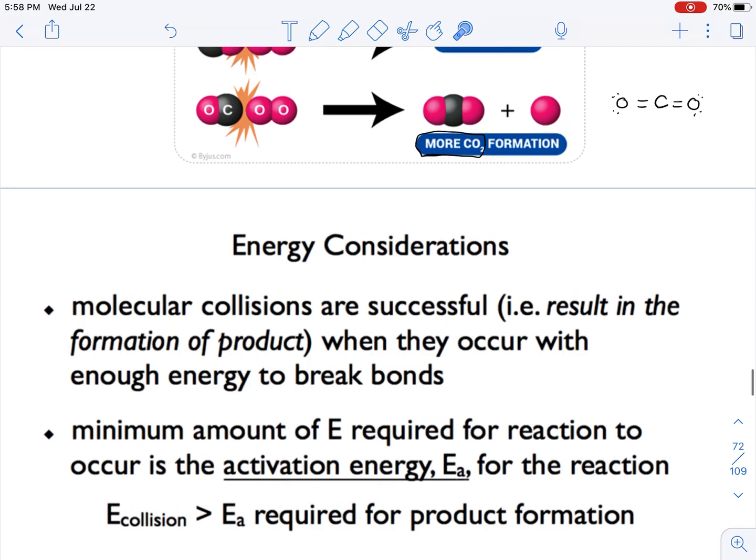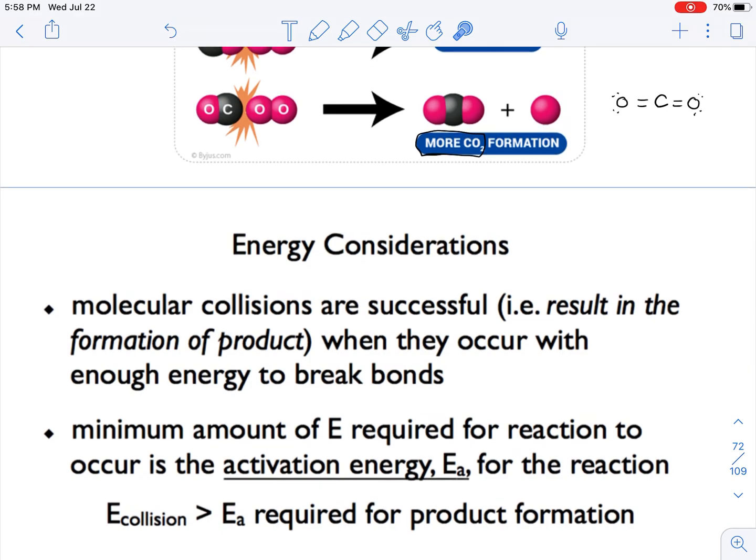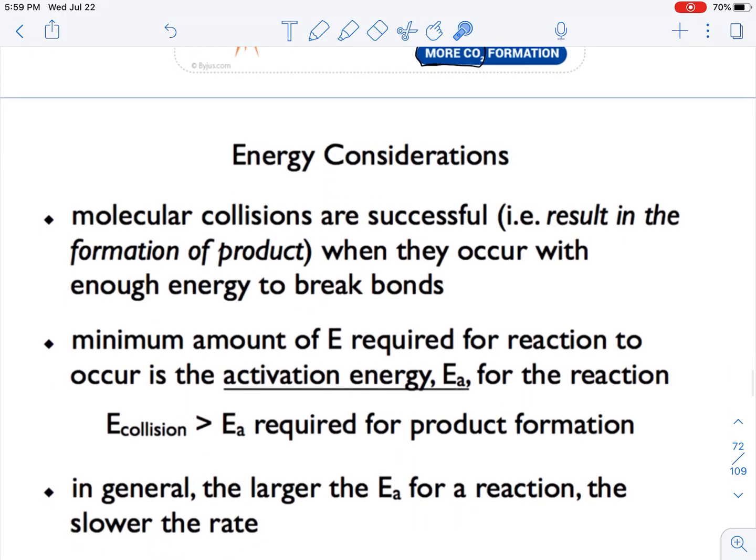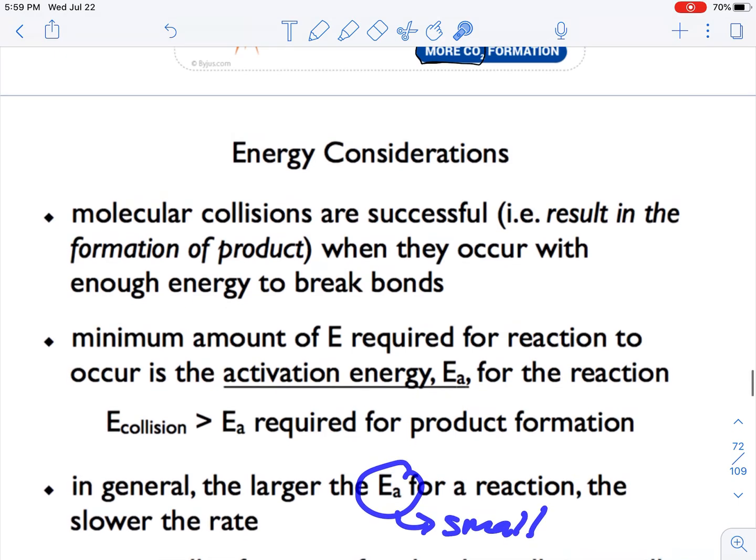And so overall, one can imagine that the energy of the collision must be greater than the activation energy for a product to be formed. And so in general, the larger the activation energy, the slower the rate of the reaction. And so the converse also holds true. If the activation energy is small, then the rate of the chemical reaction is going to be much higher.